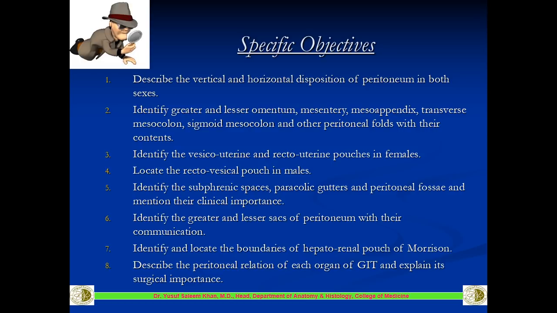So these are the specific objectives which we will try to cover in this lecture. The first one is to describe the vertical and horizontal dispositions of the peritoneum in both male and female. Second is to identify the greater and lesser omentum, mesentery, mesoappendix, transverse mesocolon, sigmoid mesocolon, and other peritoneal folds with their contents. The third is to identify the vesicouterine as well as the rectouterine pouches in females.